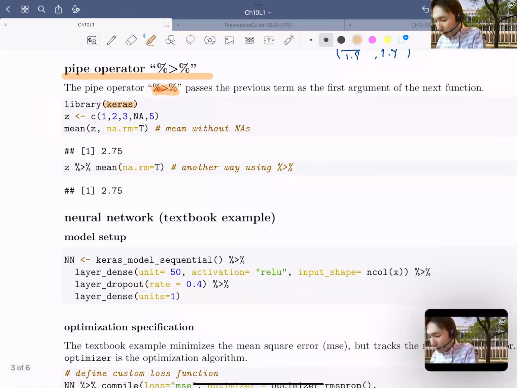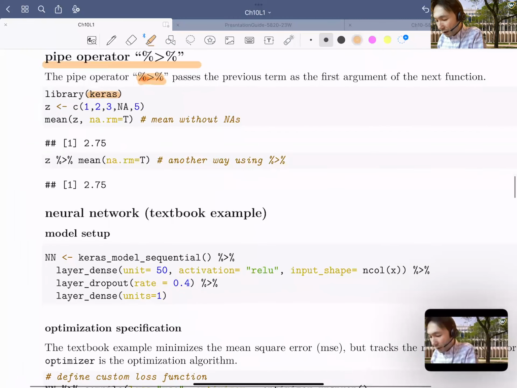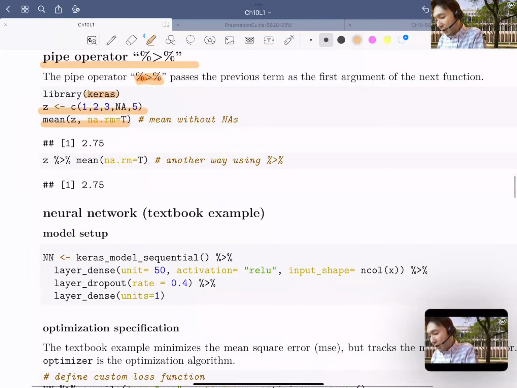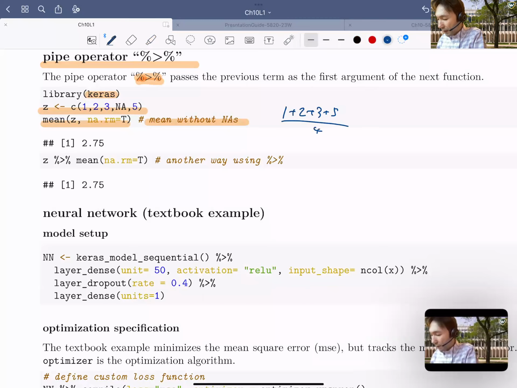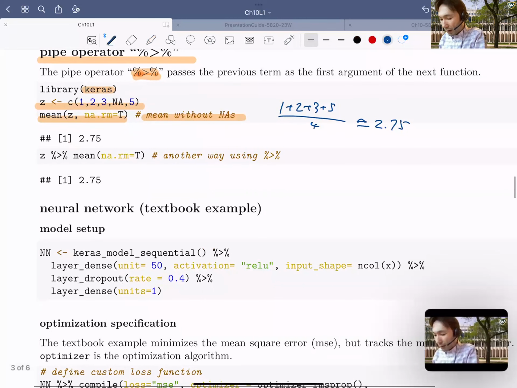And yeah, library Keras, then we define this z vector, 1, 2, 3, NA, 5. And we can take the average of this with NA removed as the mean of z, comma, na.rm. So this is the average of 1, 2, 3, 5, divided by 4. So this is actually equal to 2.75. It can be done this way. Sometimes it's convenient. Yeah.